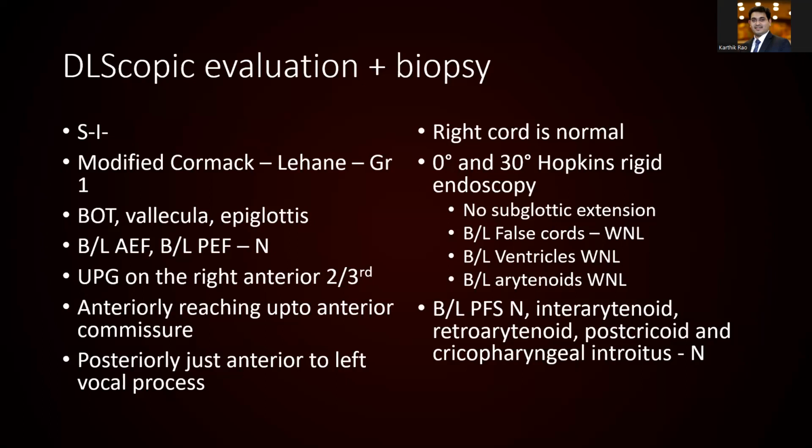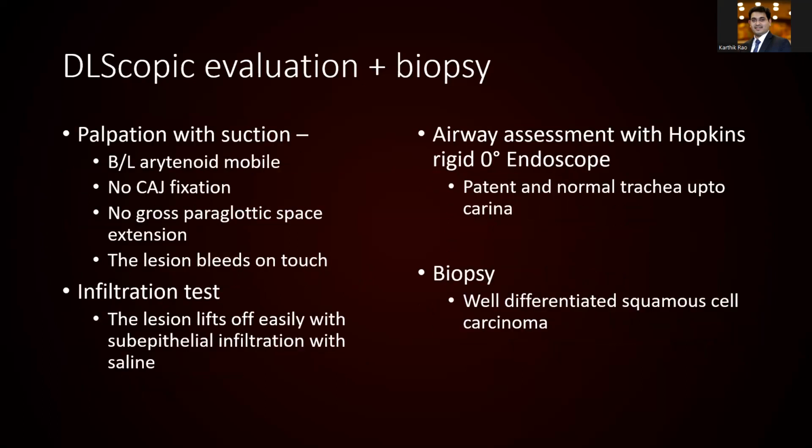Bilateral false cords were normal. Bilateral ventricles were normal. Bilateral arytenoids were normal. Bilateral pyriform sinuses were normal. Interarytenoid, retroarytenoid, postcricoid, and cricopharyngeal introitus were normal. We also did gentle palpation with suction. With suction, I was able to look at the arytenoid mobility, and both the arytenoids were mobile.